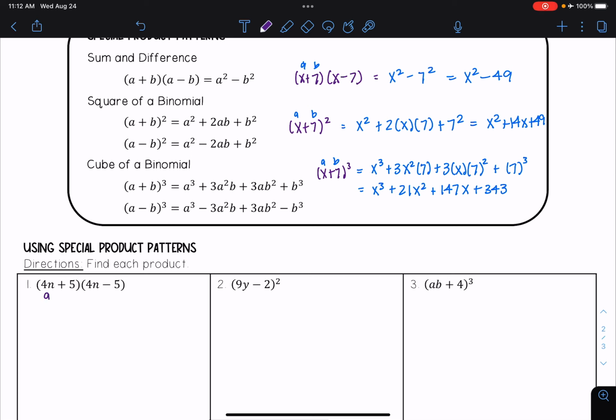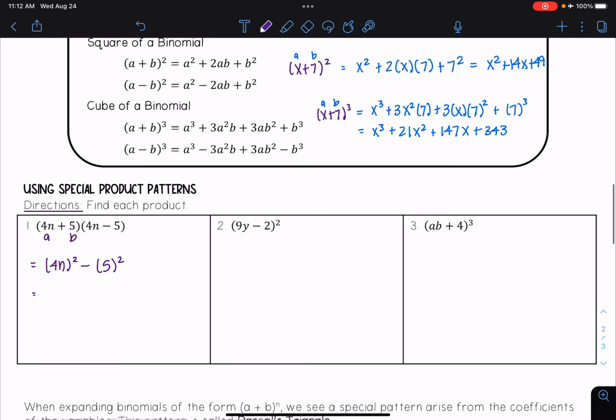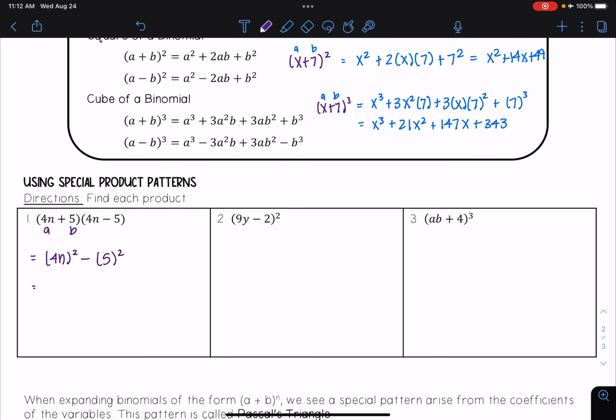So my a here is 4n, and my b here is 5. Following that pattern, this is going to equal 4n squared minus 5 squared. And if you remember with our exponent rules, when I do this 4n squared, I'm actually squaring the 4 and the n, because 4n squared is the same thing as 4n times 4n. So when I do that, 4 squared, I get 16n squared minus 25.